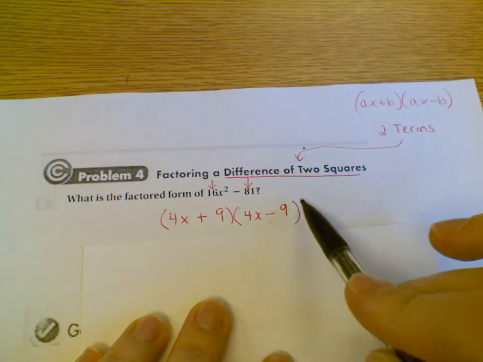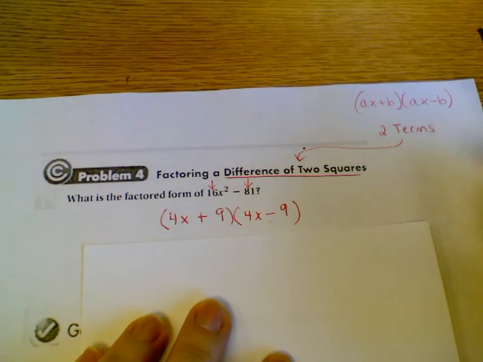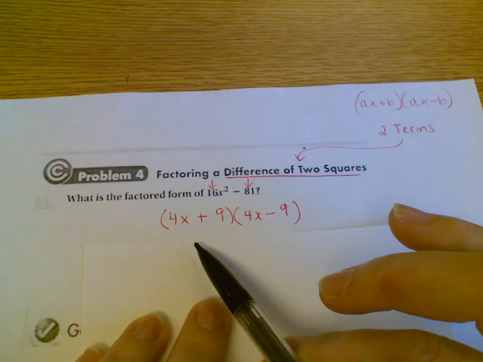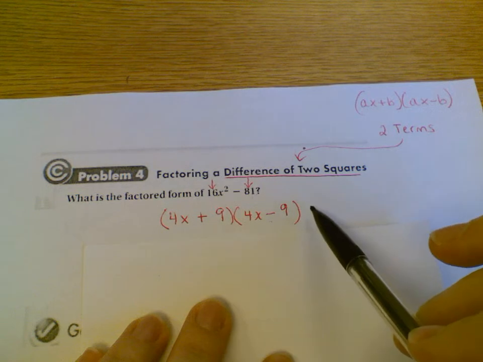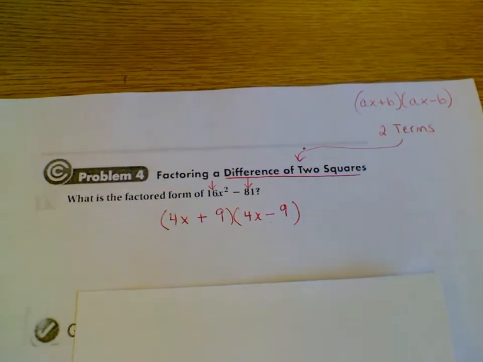This might be a lot faster than trying to slide it over, because 81 times 16 would be a very large number to use. So when you have two terms, I would encourage you to use that shortcut instead. Alright, pause the video and see if you can do the got it question.